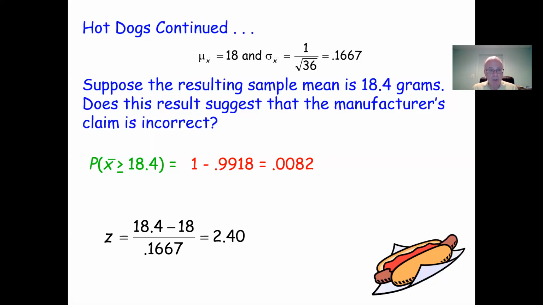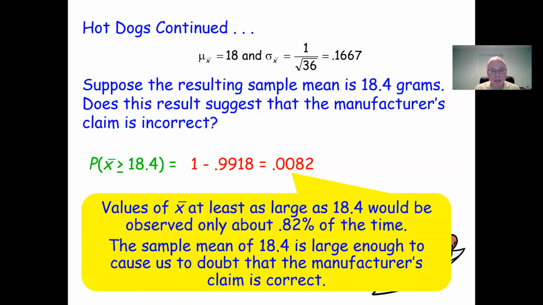That's a really small probability. So in this case, what we're suggesting is that the probability of getting, in a random sample, 18.4 or even bigger than that, is less than a 1% chance if we assume the mean of the population is 18. Therefore, probably the manufacturer's claim is not correct. Probably the mean is greater than 18. That's really what they're suggesting here.